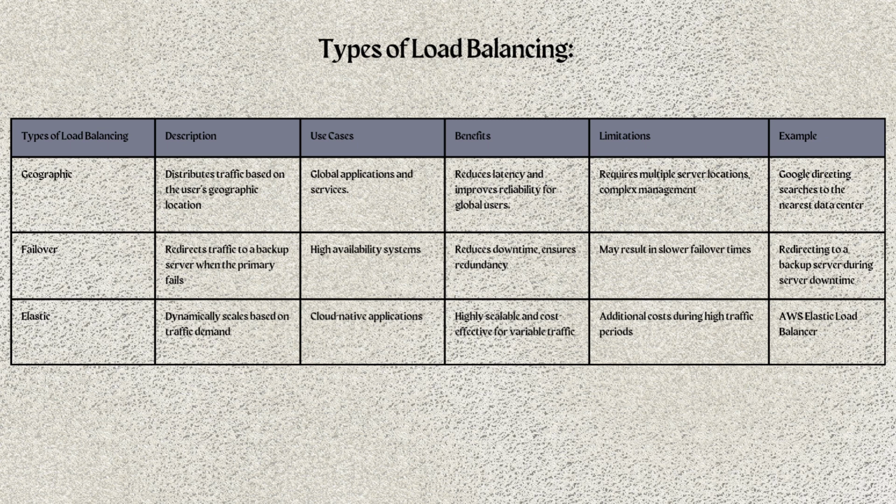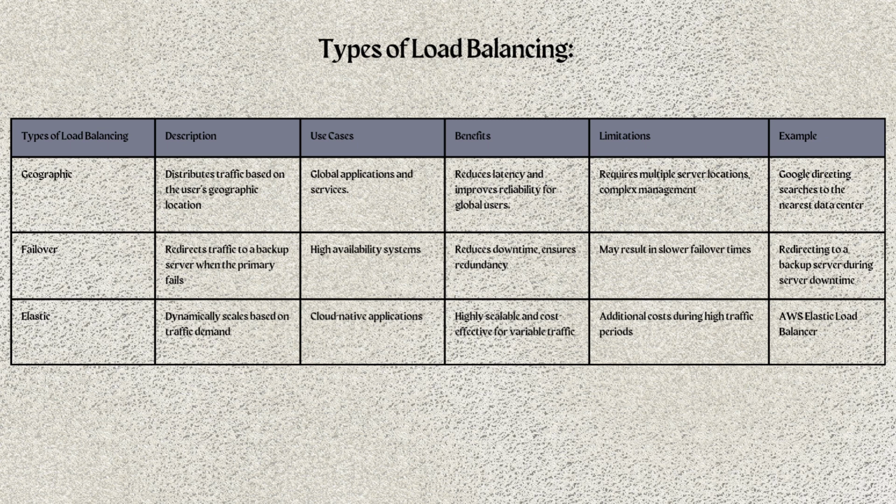Failover load balancing redirects load to a backup server when the primary fails. This ensures high availability, redundancy, and reduces downtime. This is like a backup generator when power goes out. This is usually used for the backup of the load balancer. If one load balancer is down, a second one will kick in.